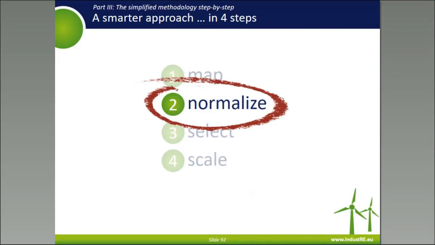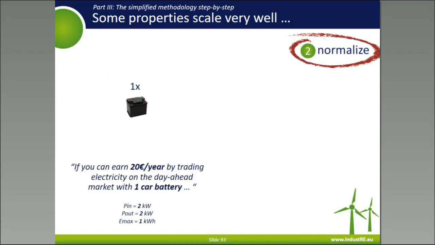The second step is normalization. I put a very silly, simple example here. If you have calculated the business case for your car battery for trading electricity on the day-ahead market, you'll come to the conclusion that you can make more or less 20 euro per year by selling to the grid when it is expensive and buying when it is cheap.